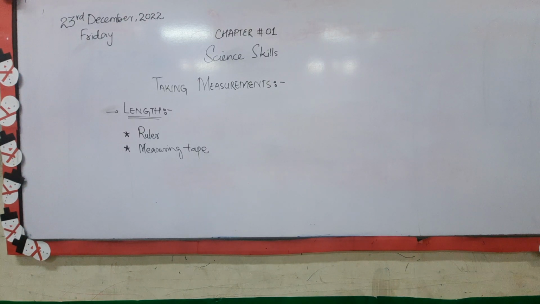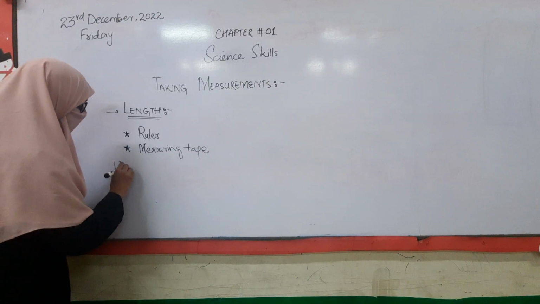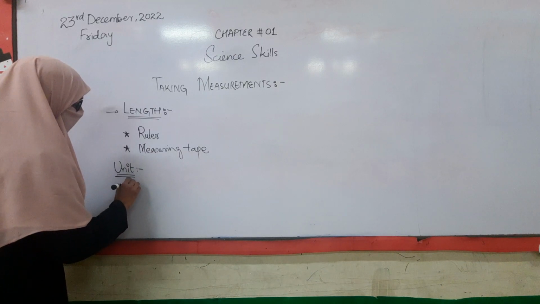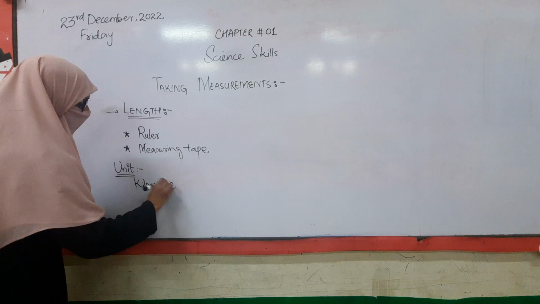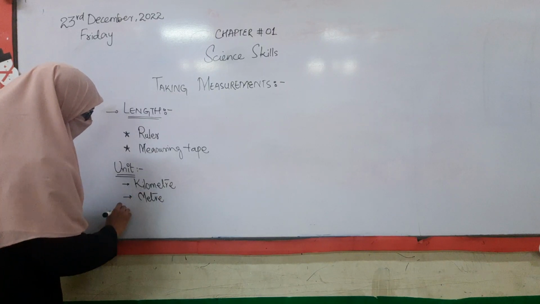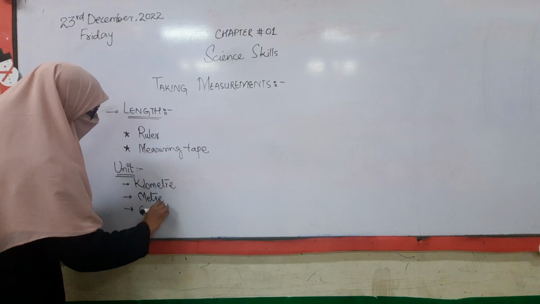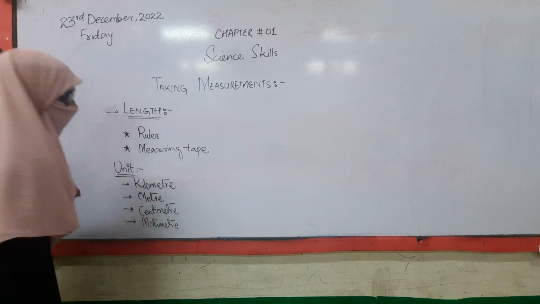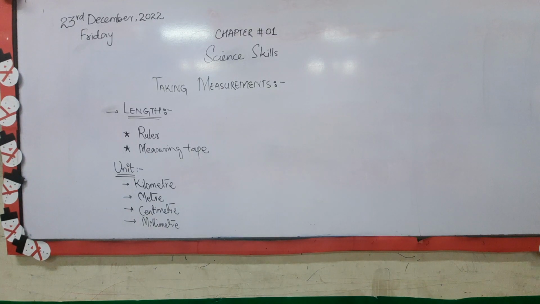So there are also different units of length through which we can identify that we are discussing length. The different units of length are the kilometer, meter, centimeter, and millimeter. So length can be the distance that we can measure. That may be a short or a very long distance. We can measure it with the help of different measuring tapes.